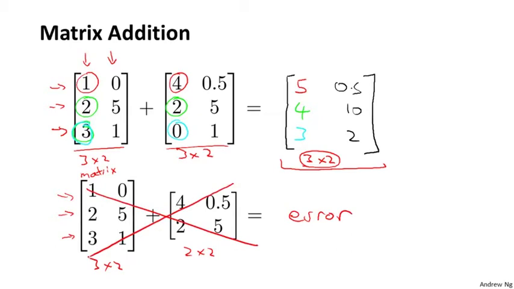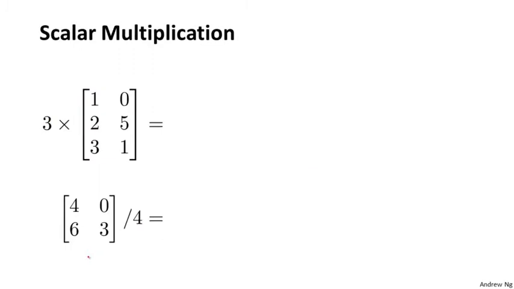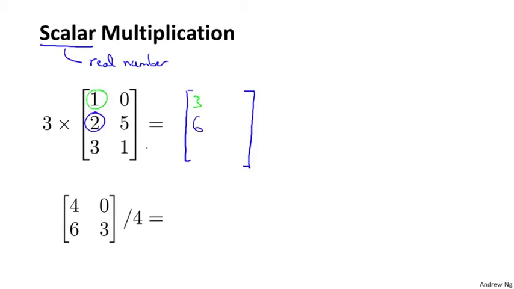So that's matrix addition. Next, let's talk about multiplying matrices by a scalar number. A scalar is just maybe an overly fancy term for a number, or a real number. The scalar just means real number. So let's take the number 3 and multiply it by this matrix. If you do that, the result is pretty much what you'd expect. You just take the elements of the matrix and multiply them by 3 one at a time. So 1 times 3 is 3. 2 times 3 is 6. 3 times 3 is 9.